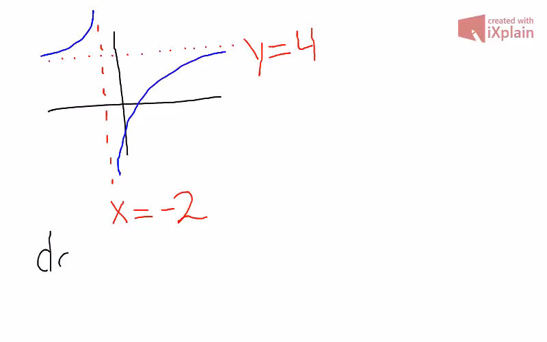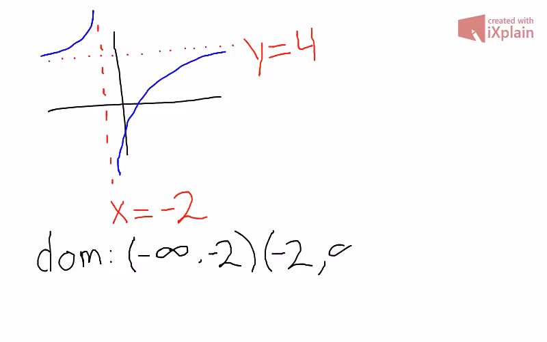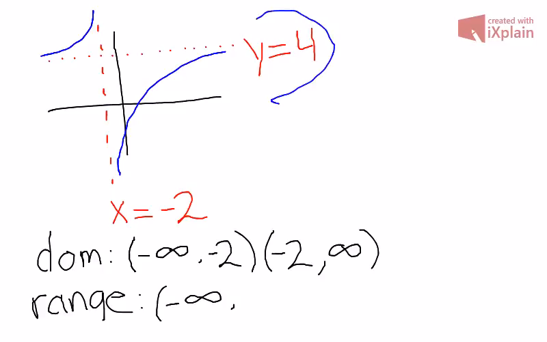Perfect. And then we can check what our domain would be. Obviously, we can't have x equals minus 2. So we say everything before minus 2, so negative infinity up to minus 2, and then everything after minus 2, so minus 2 up to infinity. And then the range, again, we just can't include 4. Why can't we include 4? Well, because we have this asymptote here. So the range would be everything from negative infinity up to 4, and then 4 to infinity.